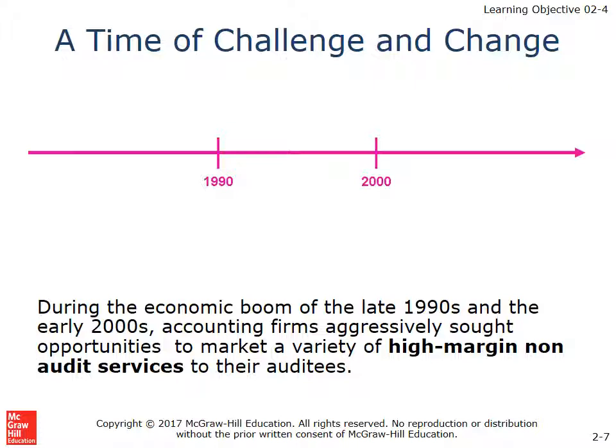All right. Now, right now in our auditing world, we have a time of challenge. You see, 1990 to 2000 is on our timeline there. So during the boom of the late 1990s, an economic boom was occurring into the early 2000s. Accounting firms became aggressive, and they sought opportunities to make money on high margin non-audit services. You could only charge so much for an audit. So accounting firms don't make a lot of money on audits, but they can make a lot of money on management services, consulting, and non-audit services to the companies that they audit.